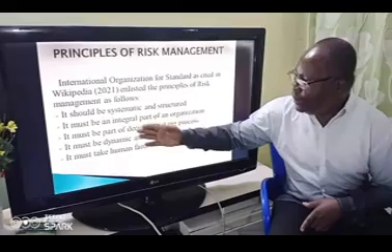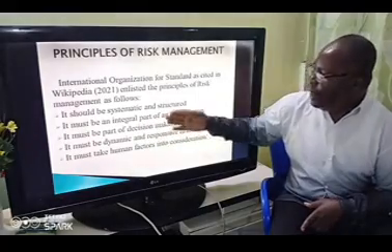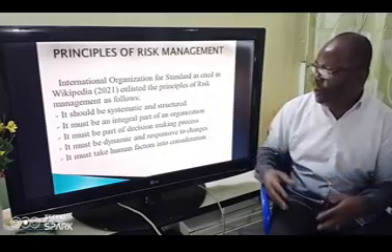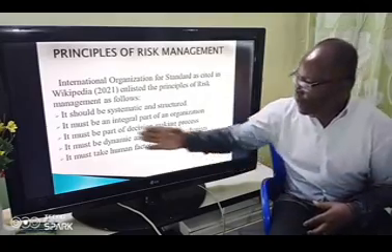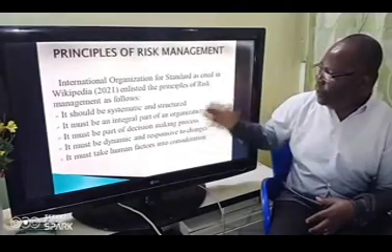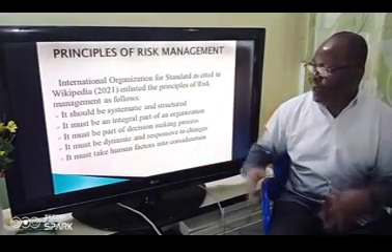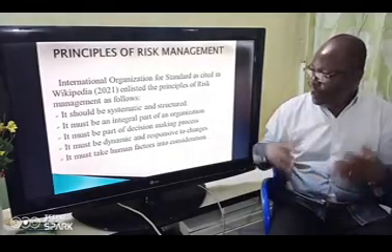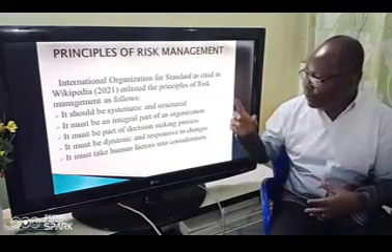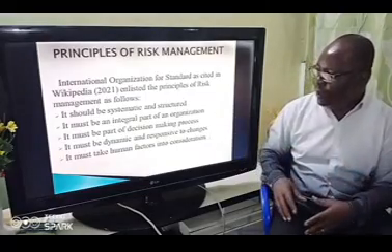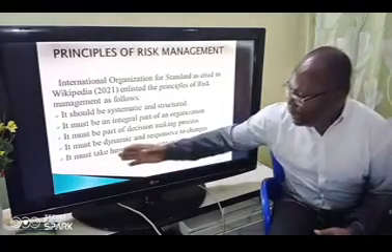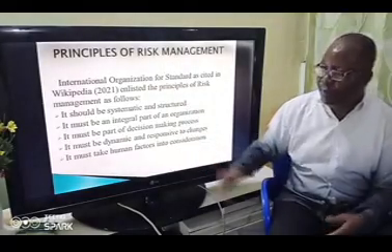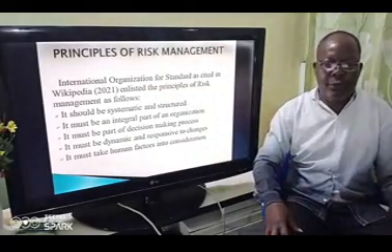Then two, it must be an integral part of an organization. It should form part of every organization. The next is it must be part of the decision-making process. Anytime a business is about to make a decision, the crucial aspect is that risk management is to be considered in the process. And the next is it must be dynamic and responsive to changes, especially in this technological world.